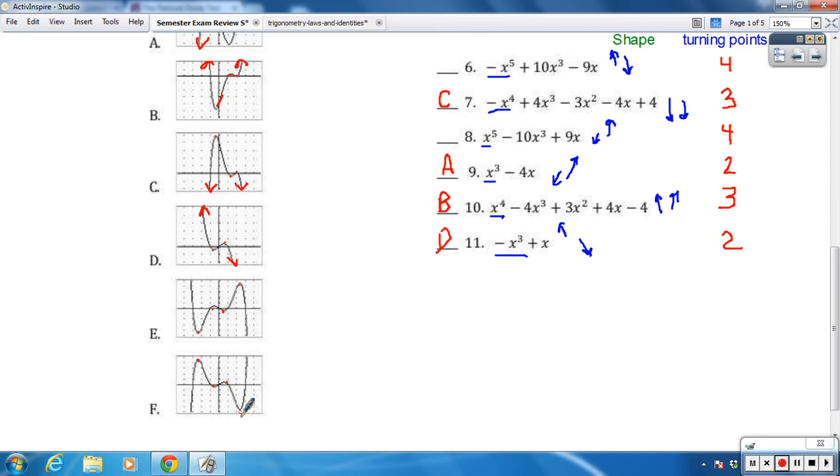1, 2, 3, 4. And the ends are pointing in the opposite direction. These are my to the 5th powers. So notice E goes from top to bottom. That's a decreasing function, so that means it's my negative graph.